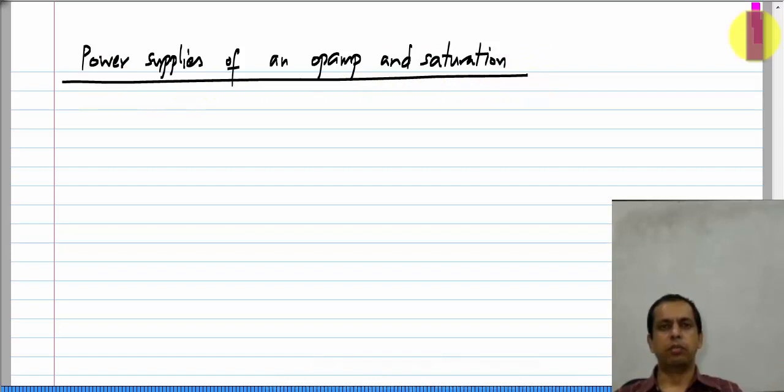It turns out that the power supply voltages that you use set certain limits to how much the output voltage can be and still have the op amp operating as desired. That is like a voltage controlled voltage source with a very large gain A naught, or as an ideal op amp. That is what is meant by saturation, and we are going to discuss that in this lesson as well.